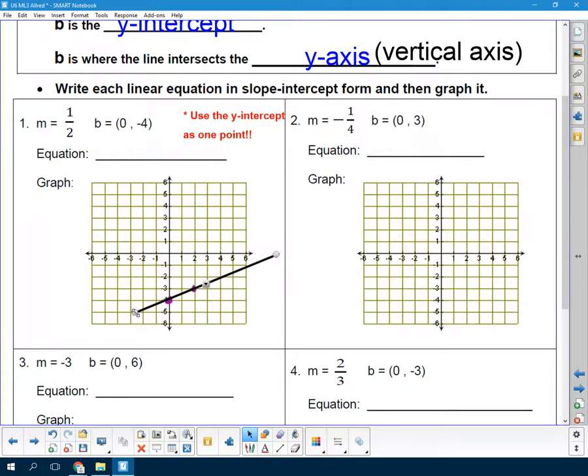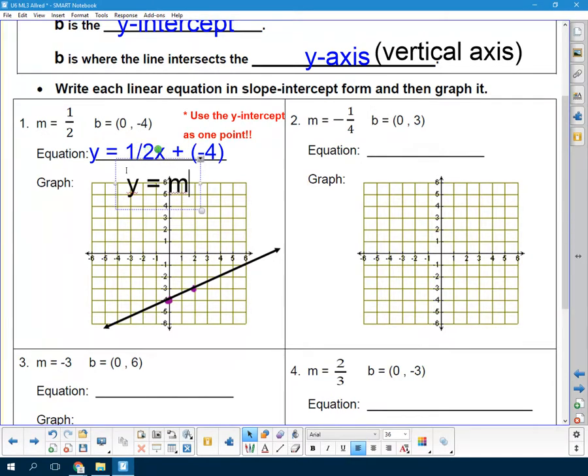Your line doesn't have to be perfect, but it can be perfect like mine is. What you can see is we now have a line. We used the y-intercept and we used the slope to draw that line. And from that, we can write an equation that says y equals 1/2 x plus -4. This is an equation in the form y equals mx plus b.